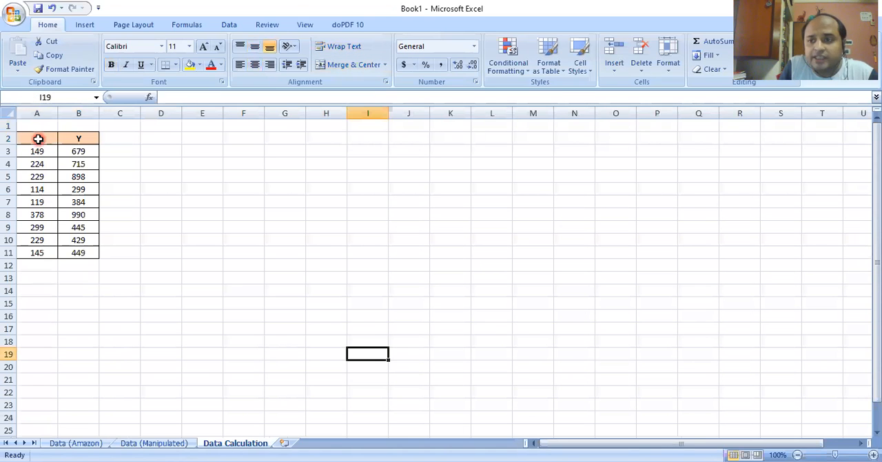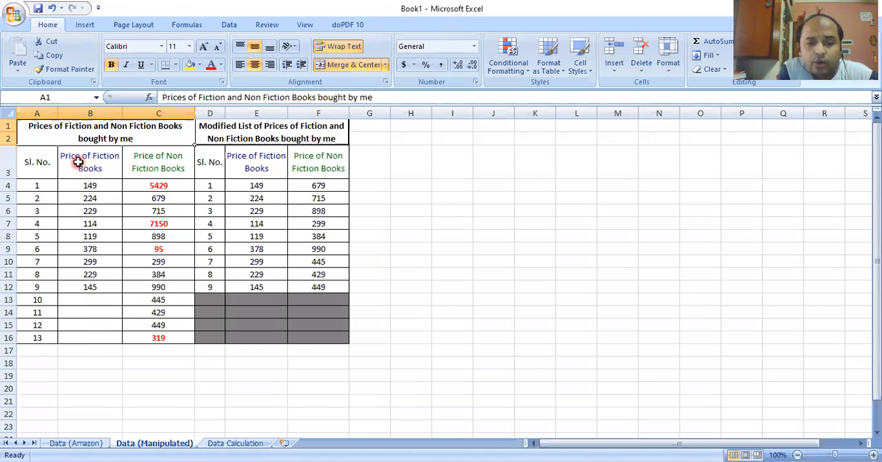Now, if I want to study this, I can denote the price of fiction books by capital X, and the price of non-fiction books by capital Y. Now suppose I want to study the correlation between the prices of the non-fiction books and the prices of the fiction books.